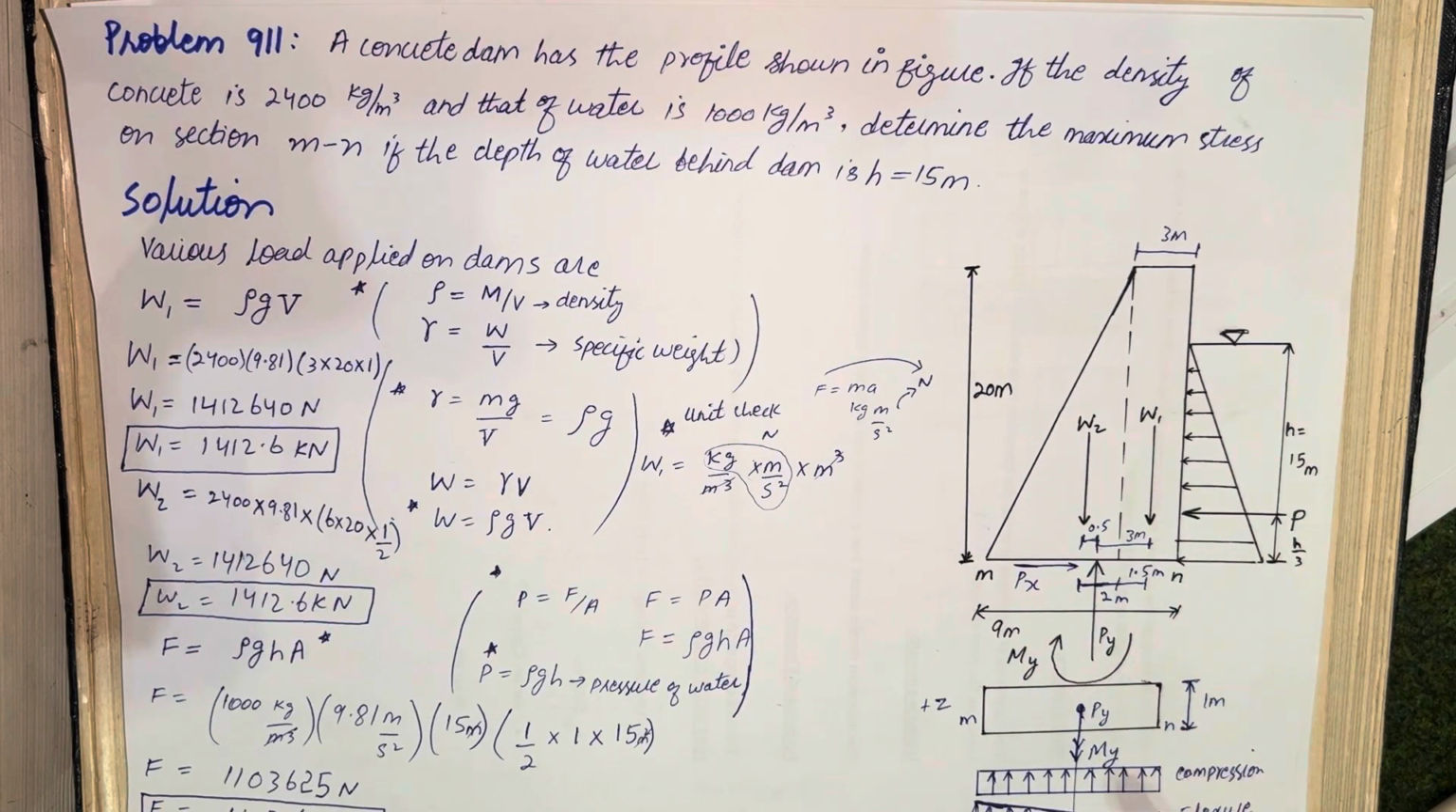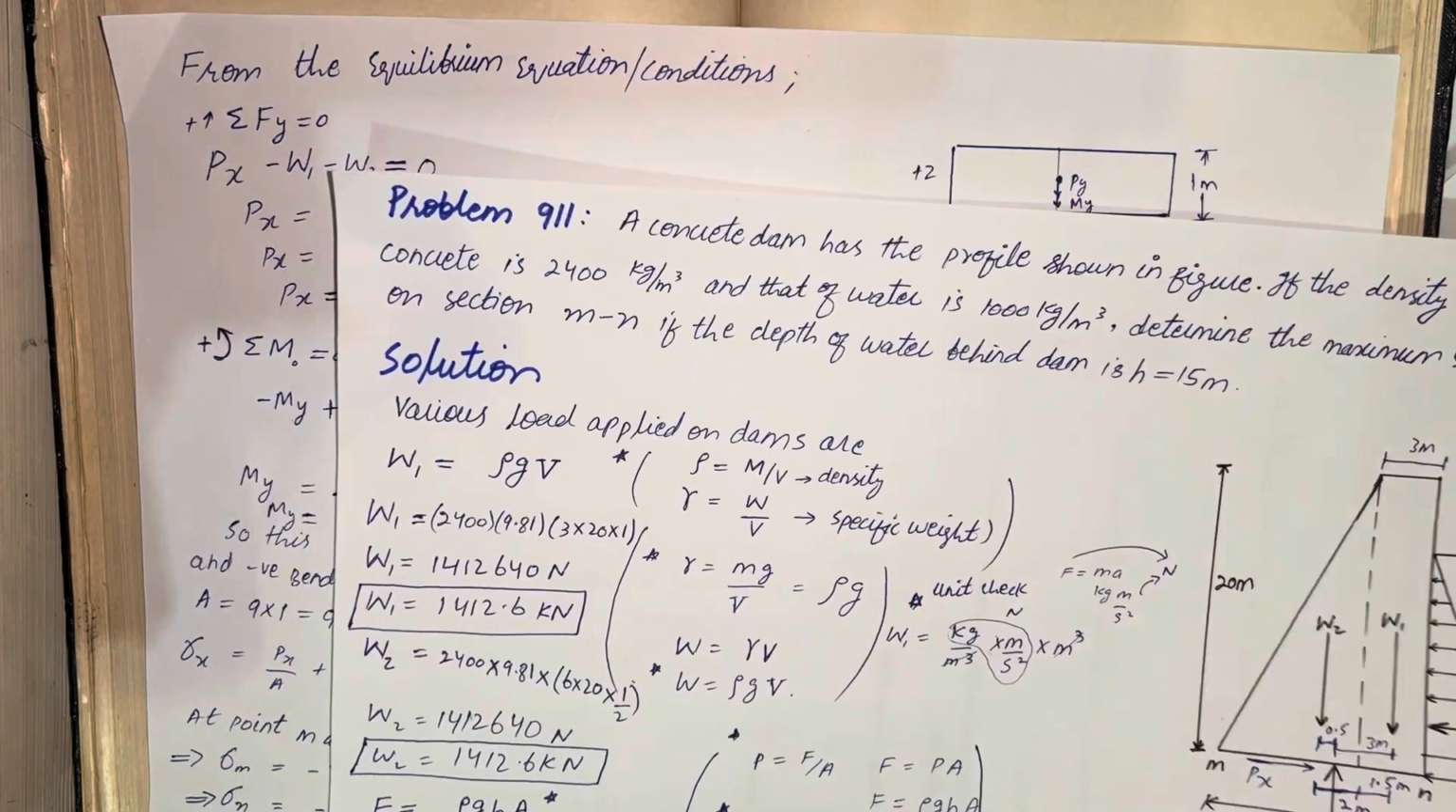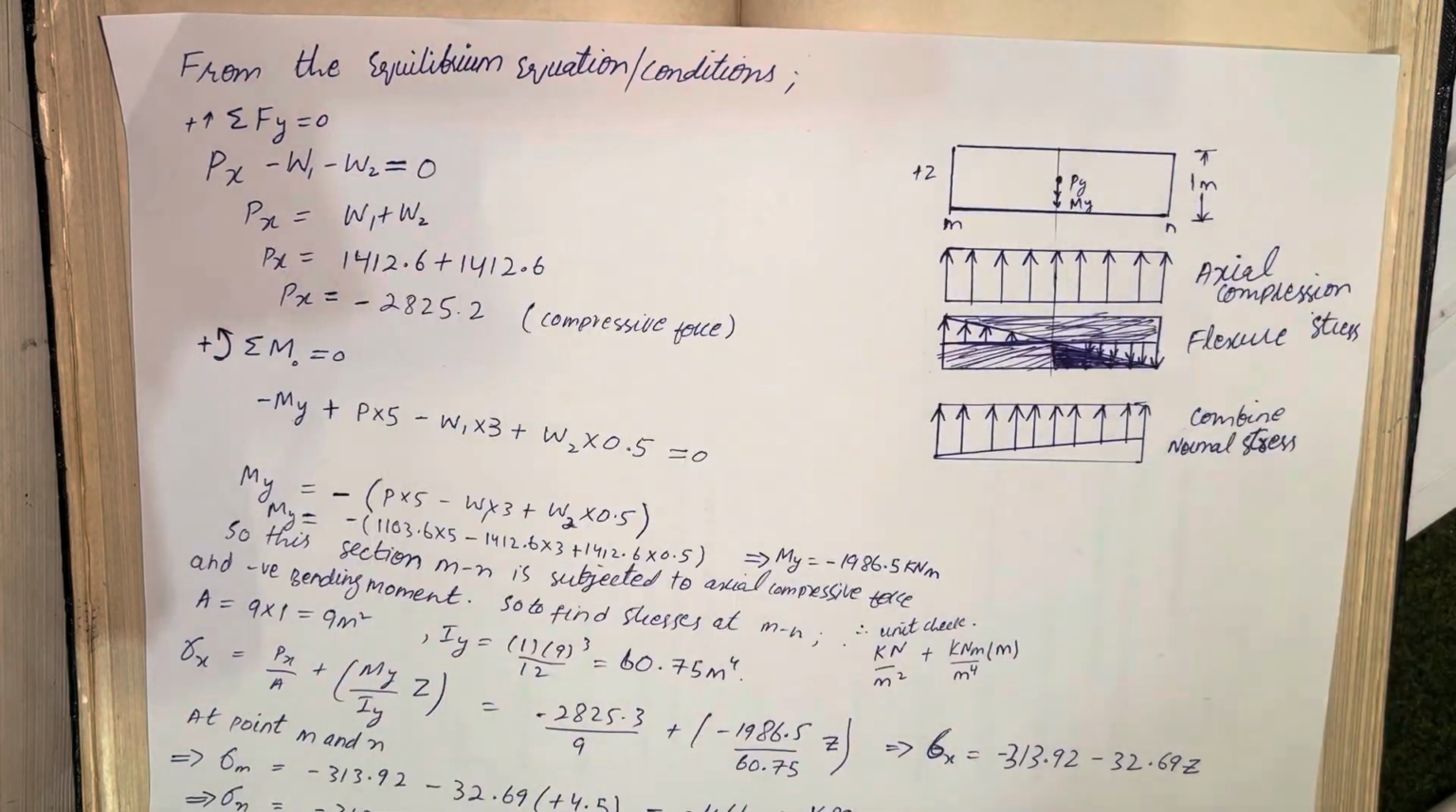So here we will have two kinds of combined normal stresses. One will have compression stresses and the other will have flexural stresses. When we add both these types of stresses, we would get the combined stresses. So actually we are combining different kinds of stresses into one type of stresses. Now let's come towards the equilibrium part, or equilibrium conditions.